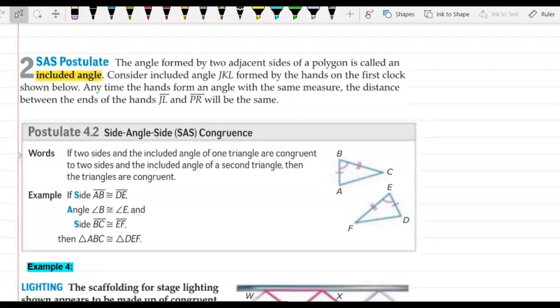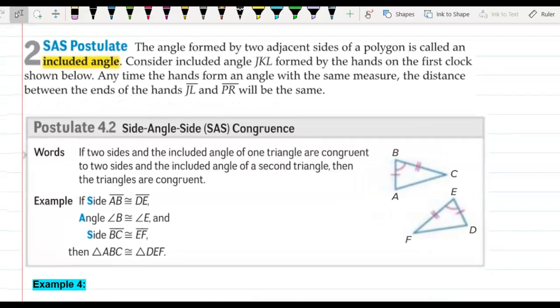Okay, the other shortcut we're going to talk about is called side angle side. This is probably my favorite shortcut. It comes up a lot. It's one of the most commonly used shortcuts. Obviously, side, side, side, we had to have 3 congruent sides. Side angle side, we're going to have 2 sides and an angle.